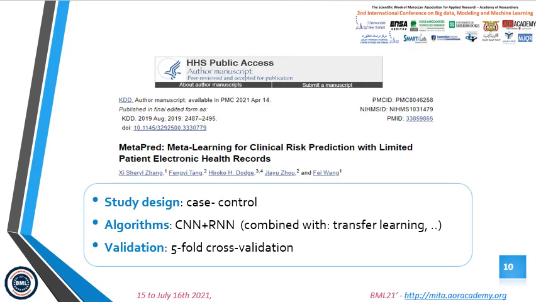Using this study as an example, the authors developed a model that can predict clinical risks such as mortality risk in patients with Alzheimer's disease simply by exploring electronic medical records.